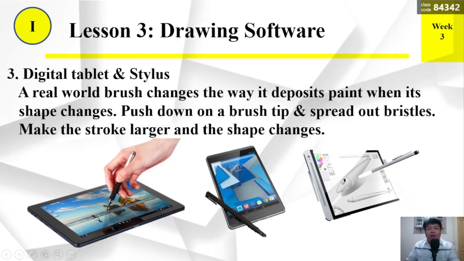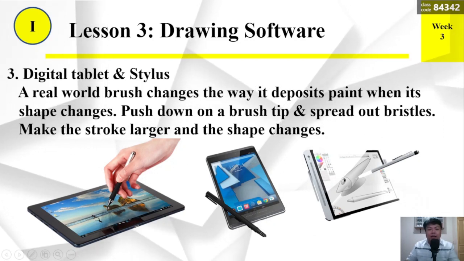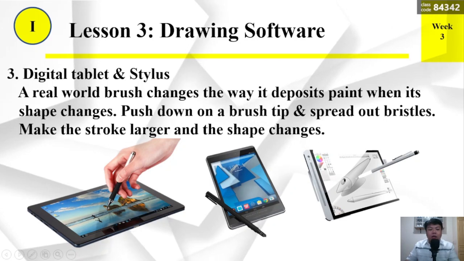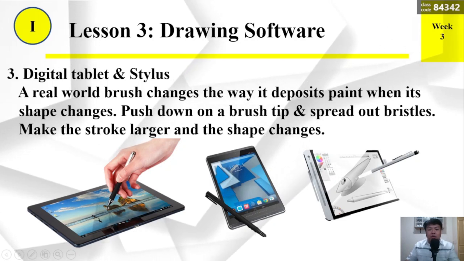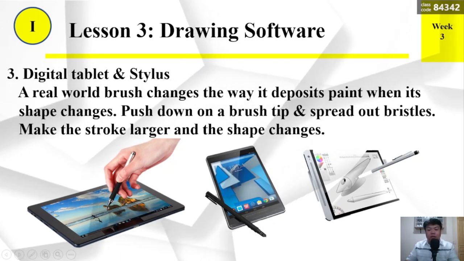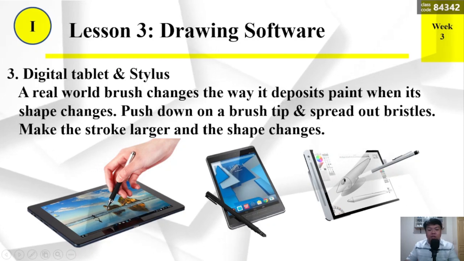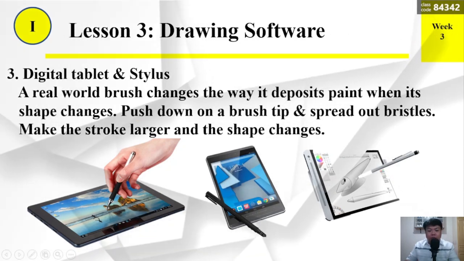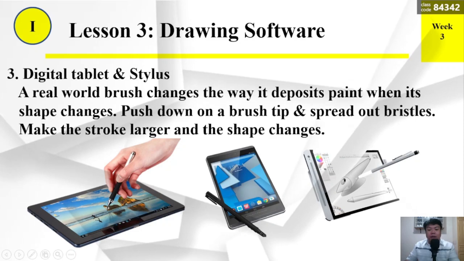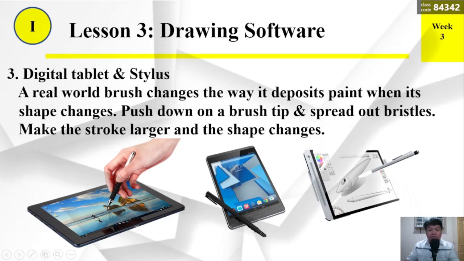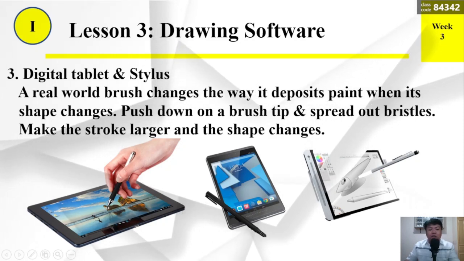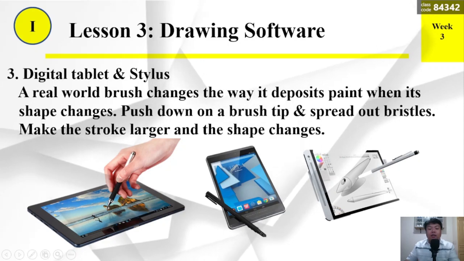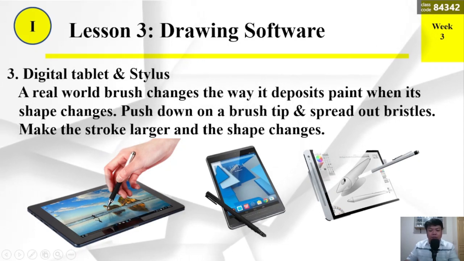Number 3, digital tablet and stylus. A real-world brush changes the way it deposits paint when its shape changes. Push down on a brush tip and spread out bristles. Make the stroke larger and the shape changes.